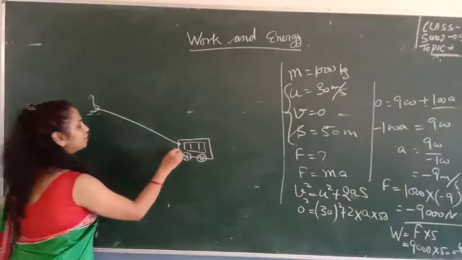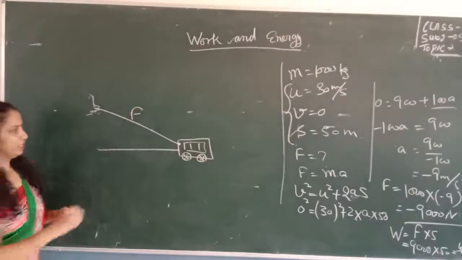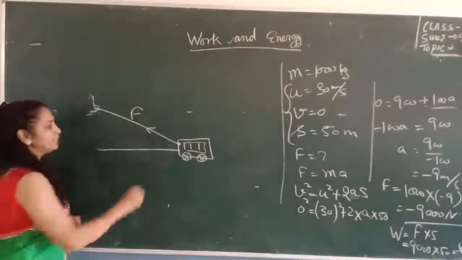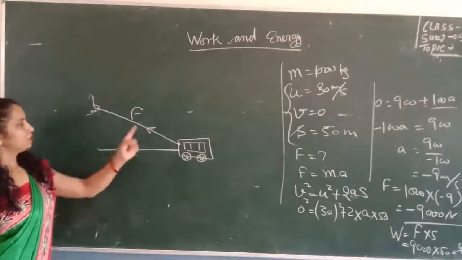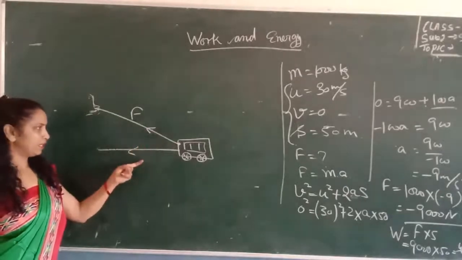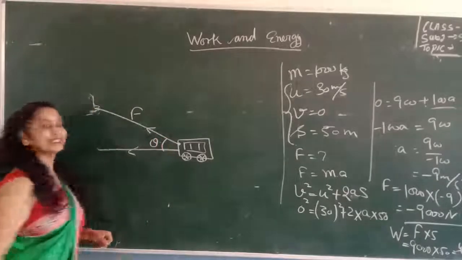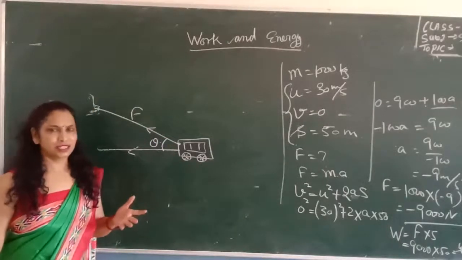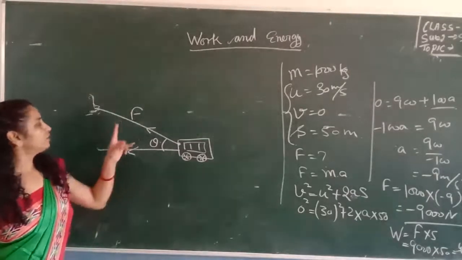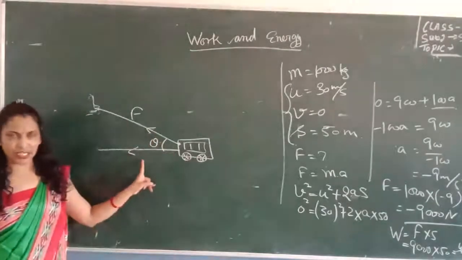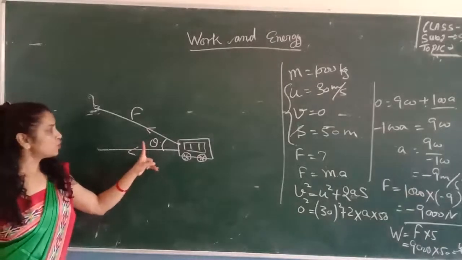Now the force exerted by the boy is in this direction, and the displacement of the body is in this direction. So here in this case the force and the displacement do not have the same direction. It has a certain angle. Theta can be any angle. It doesn't have a particular value. So, if the force and the displacement of the body have some angle between them, for example theta, then what should be the work done?